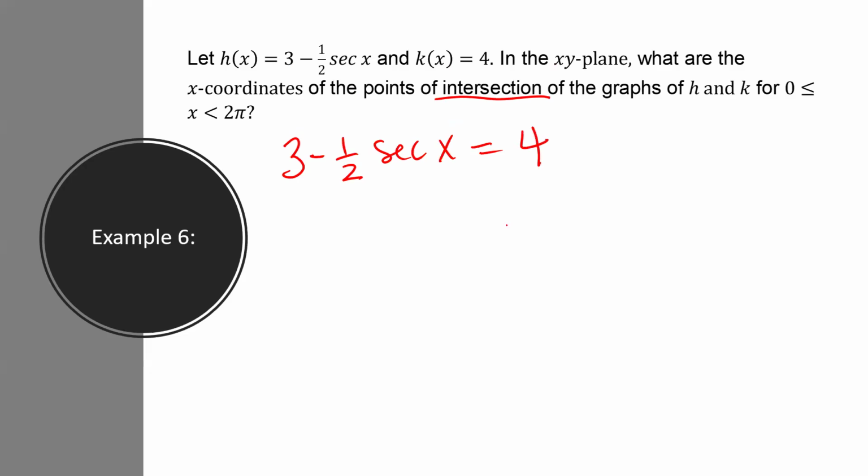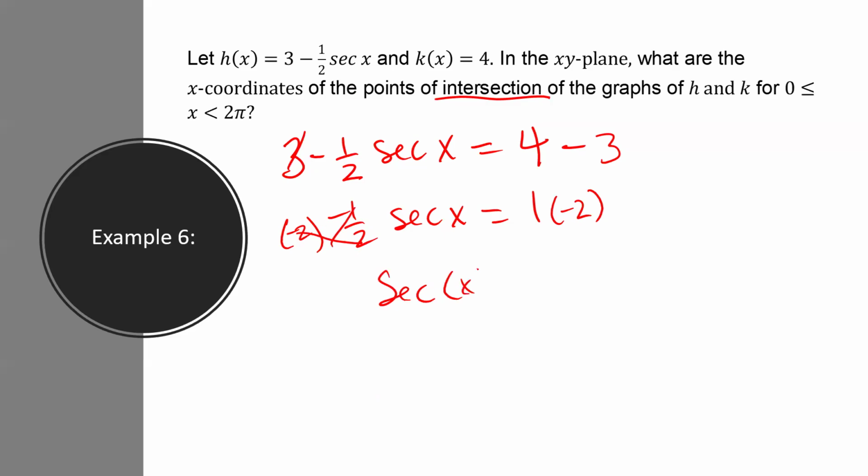Okay, tell me what I'm doing. What is my first step, friends? I'm going to subtract 3. So we're left with negative 1/2 secant x equals 1. Okay, what's my second step? Multiply by negative 2. And what I do to one side, I do to the other. Good job. So now we're left with secant x equals negative 2. All right. Now what do we do?